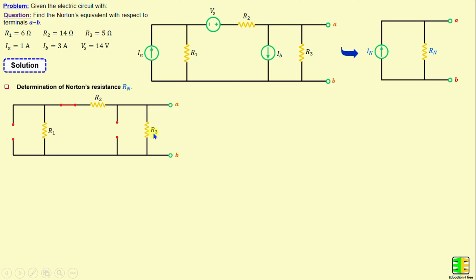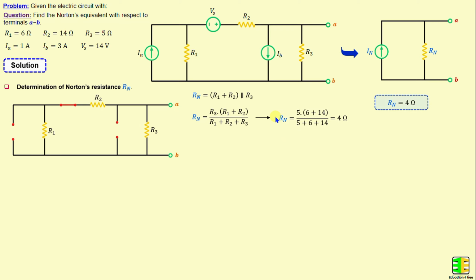The Norton's resistance represents the equivalent resistance between terminals A and B. That means RN is equal to the series combination of R1 and R2 connected in parallel with R3. Therefore, RN can be calculated using the following formula: R3 times (R1 plus R2) over (R1 plus R2 plus R3). If we replace the resistors with their numerical values, we obtain RN equal to 4 ohms.